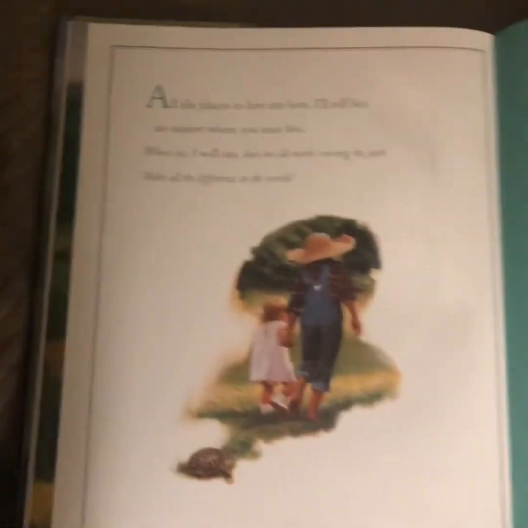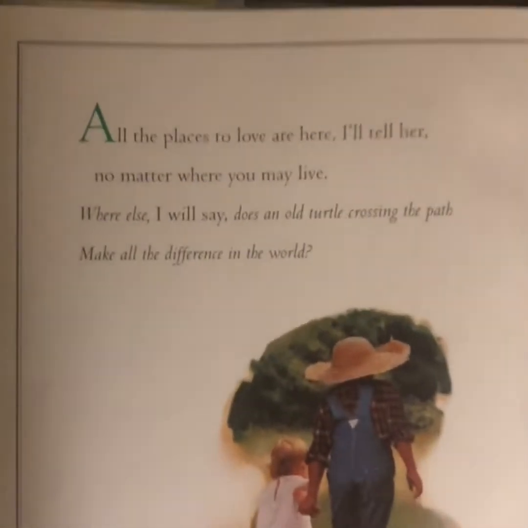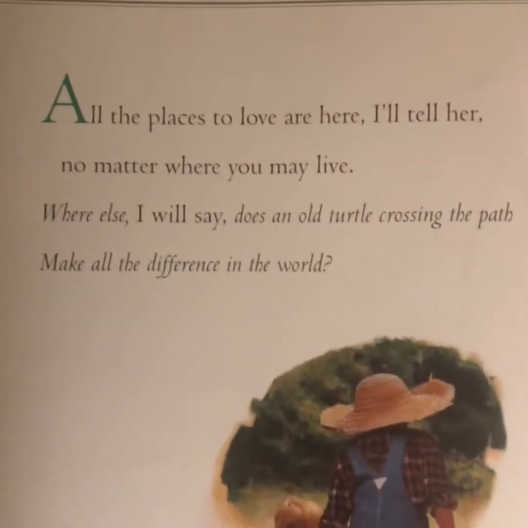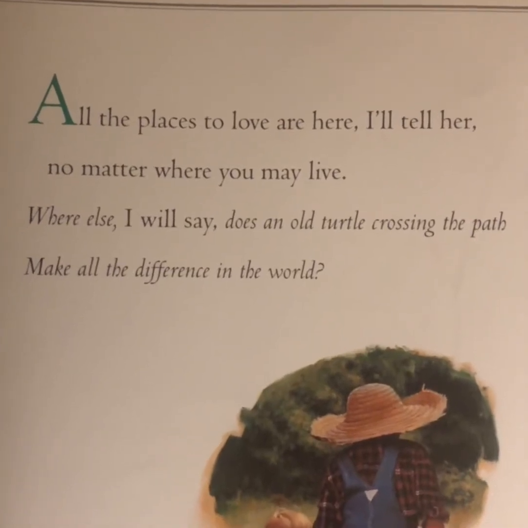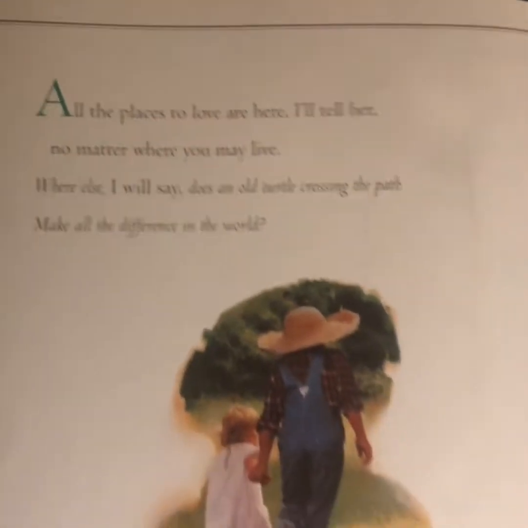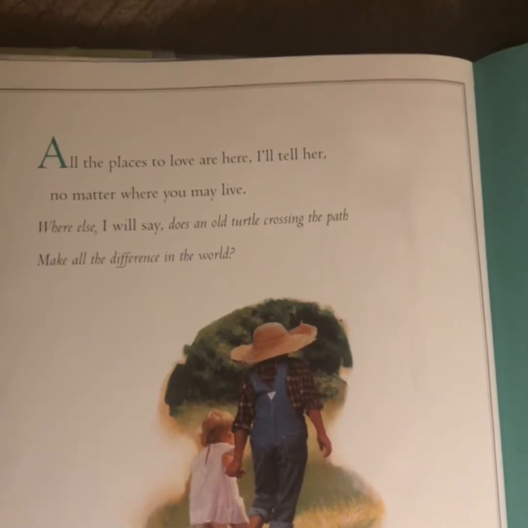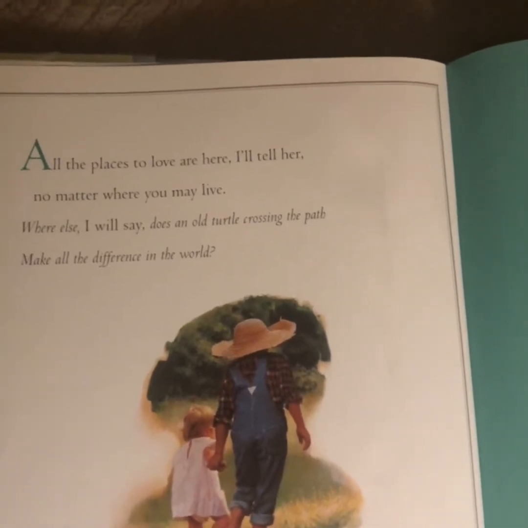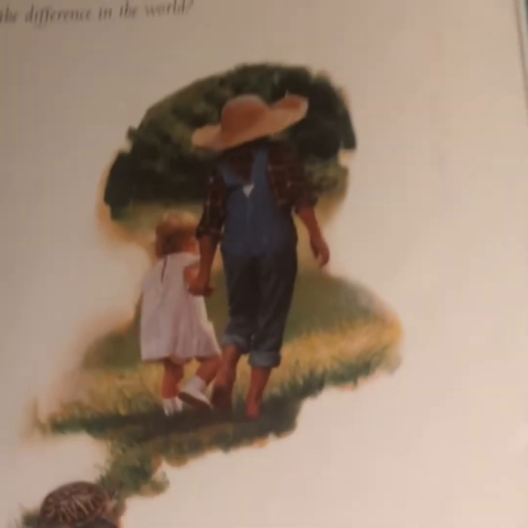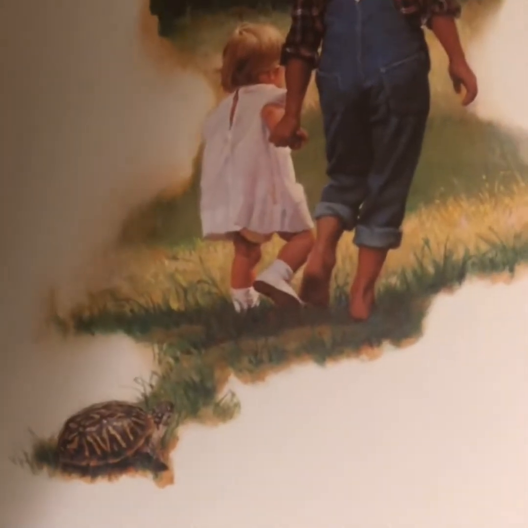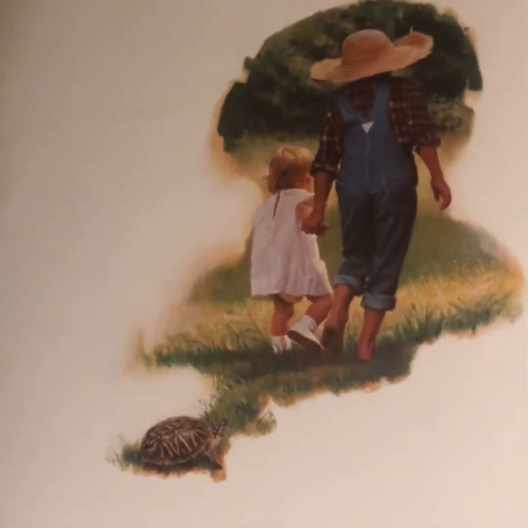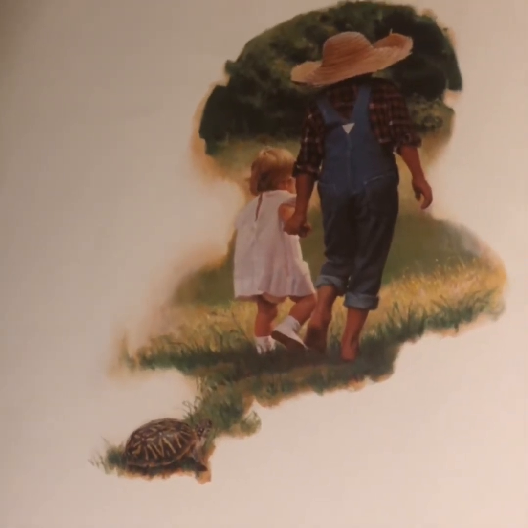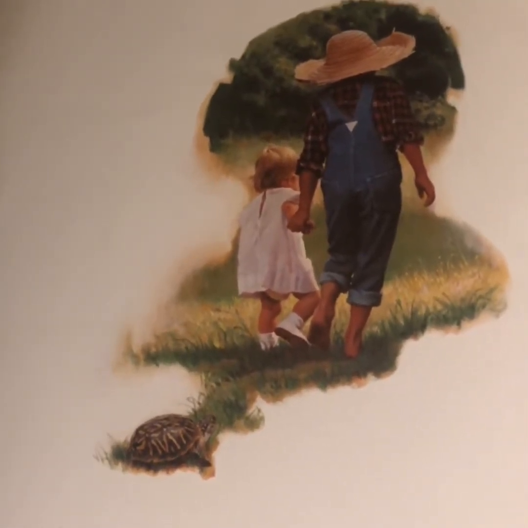And as we wrap up our story, remember that's the denouement. We're putting all the pieces together, and we find out that all the places to love are here. And as we wrap up, it's that sense that even something as small as the turtle, we can recognize the differences that are made.